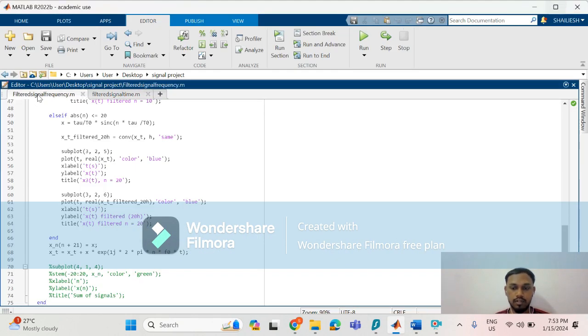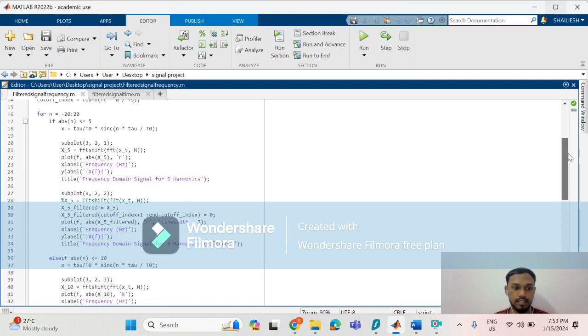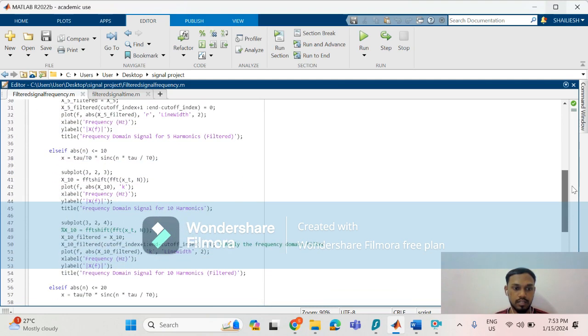Now let's see the frequency domain. For the frequency domain, we use the same F0 of 100 kHz, T0 equal to 1 over F0, tau equal to 0.5 times T0. Then we perform FFT for the 5, 10 and 20 harmonics. We use this equation to filter in the frequency domain with the cutoff frequency FC. Our FC is 600 kHz. Cutoff index is equal to round off FC times n divided by Fs. We did the 5th, 10th and also 20th harmonic FFT.